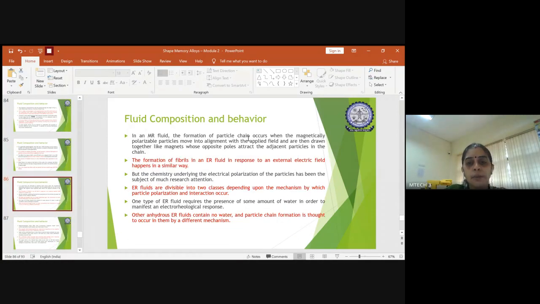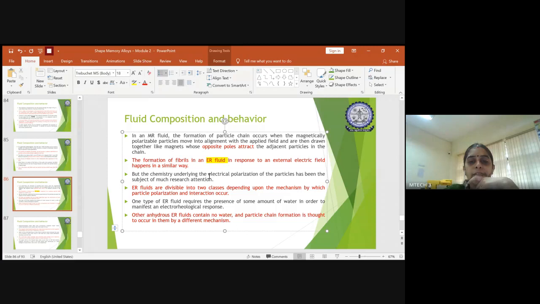So in MR fluid, it is due to the opposite pole attraction, whereas in case of ER fluid, it is due to the accumulation of the positive and the negative charges. So this is the main difference you have to understand.